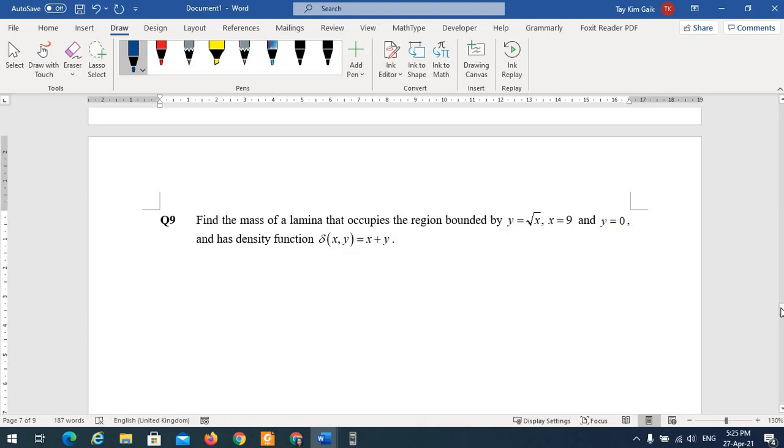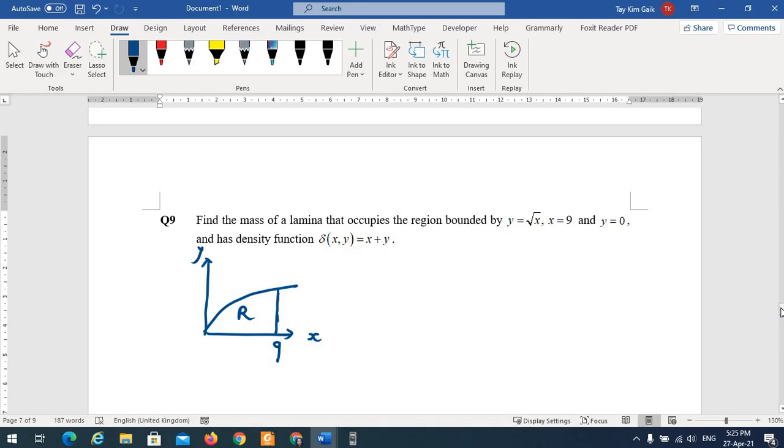So your lamina is bounded by the curve y equals square root of x, x equals 9. Let's say this is x equals 9, y equals 0. Yeah. So this is your region R, because y equals 0 is your x-axis.